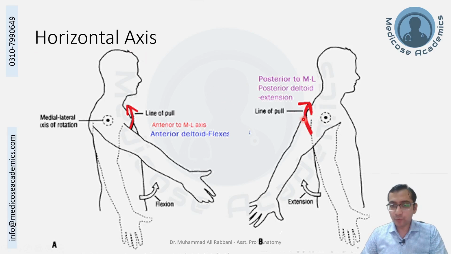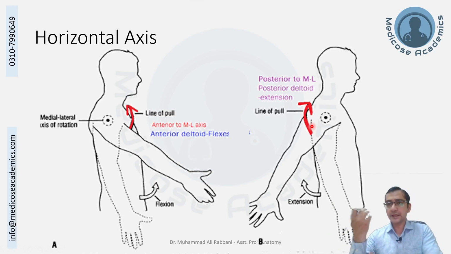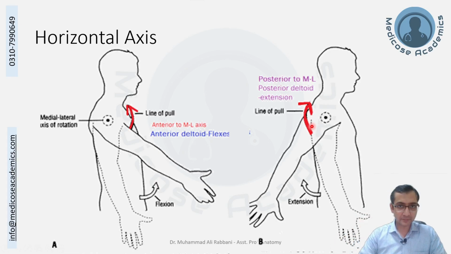Similarly, the muscles that are pulling upwards running back from the posterior aspect of this horizontal axis will provide extension, like the posterior aspect of deltoid in the shoulder region, like the triceps in the elbow region, like the extensor muscles on the wrist region, because all of these muscles are passing posterior to the horizontal axis.